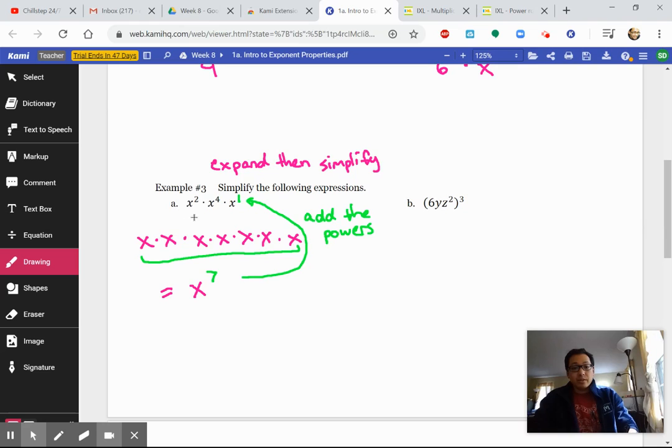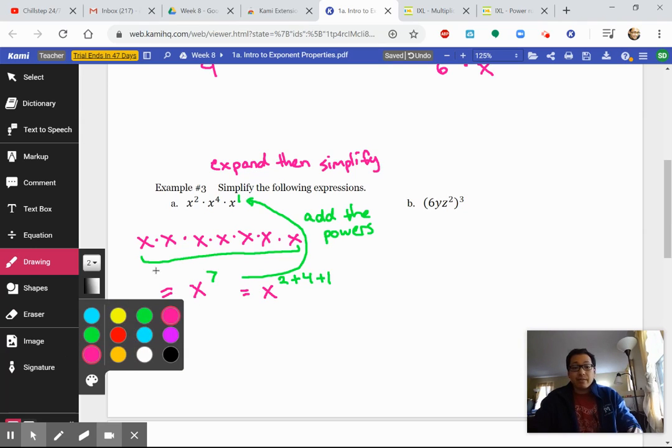Right? We said here's 2, here's another 4, here's another 1, and then when we simplified, we just counted up how many there were. We added them together. And if you look here, 2 plus 4 plus 1 makes 7. So you could think of the shortcut here as x to the 2 plus 4 plus 1. Like I said, add the powers. And that's how we get our simplified answer of x to the 7th.